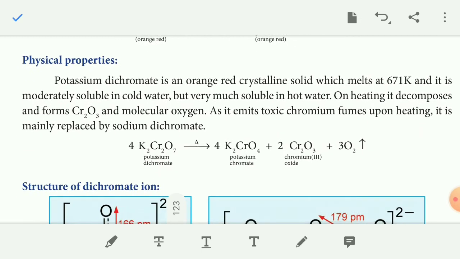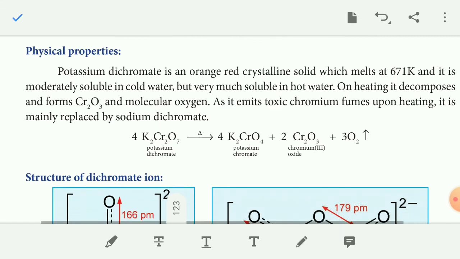Physical properties of potassium dichromate: it is an orange red crystalline solid. The melting point is 671. It is moderately soluble in water, but very much soluble in hot water. On heating it decomposes to form Cr2O3 and molecular oxygen; when potassium dichromate is heated well, it decomposes into potassium chromate plus chromium oxide.